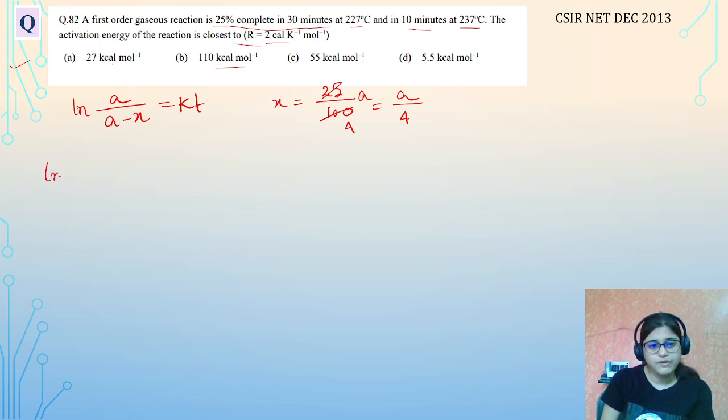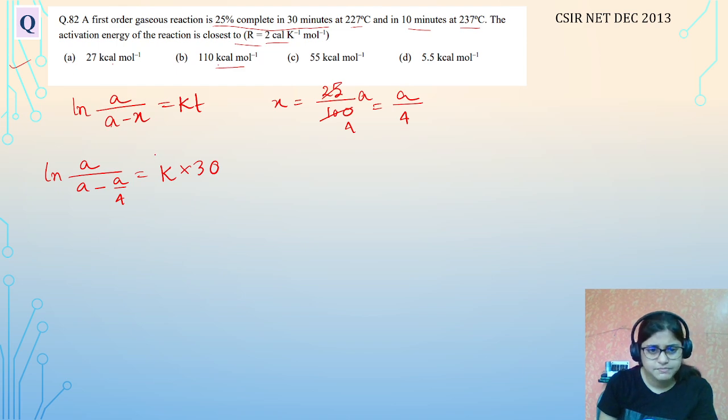So if we put the value, it will be ln A by A minus A by 4 will be K into, okay. So first it was 30 minutes. Okay, 30. Fine. This K1, let's say. Okay.